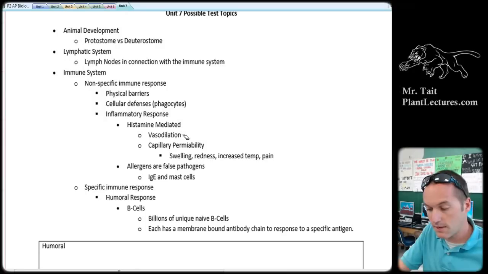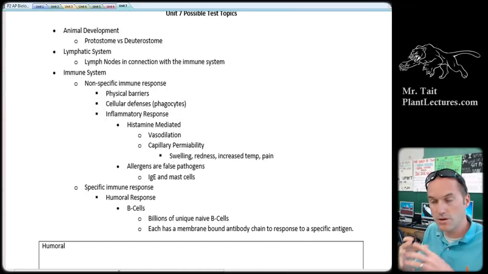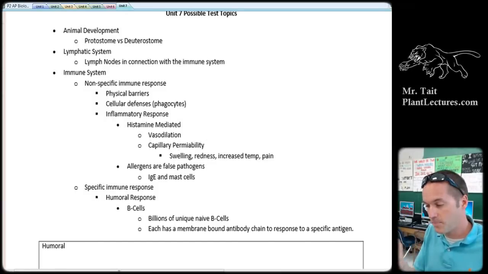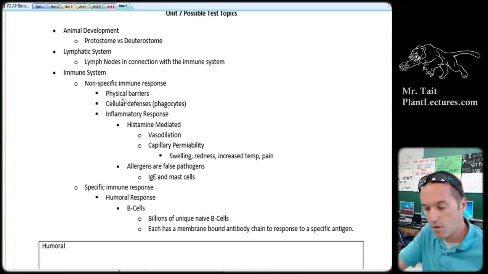going to cause things like vasodilation, meaning your blood vessels are going to get larger, and as your blood vessels get larger, that's going to increase the permeability of the capillaries. If you have increased permeability, that means more blood, more fluid, and more blood proteins are going to get through those capillaries, and so it's going to lead to things like swelling and redness and increased temperature and also pain caused by the swelling. Those things are good, though, because that means more of these cellular defenses are going to get to the site of the infection, where they can then prevent or stop a larger infection from occurring.